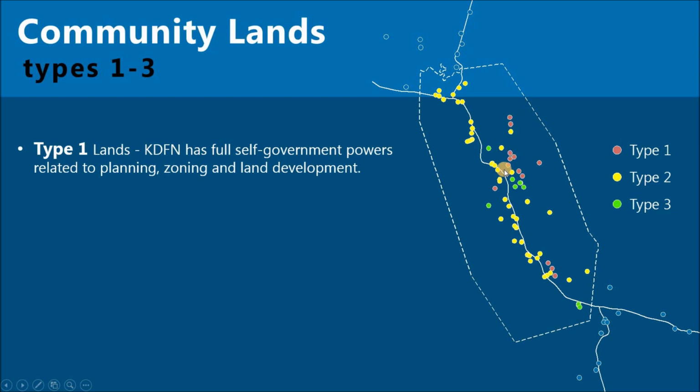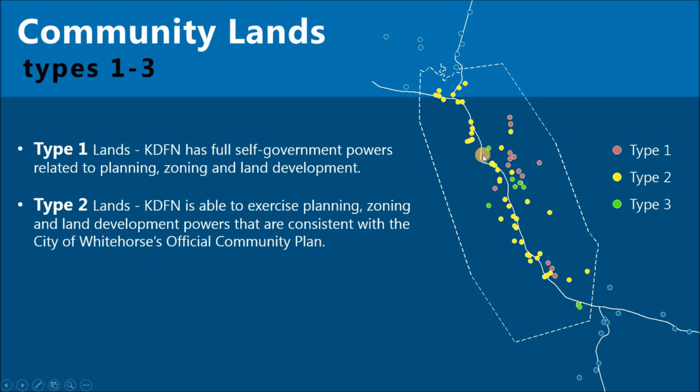are indicated in red. The type 2 parcels are in yellow, and on the type 2 parcels, Kwalendon is able to exercise planning and zoning and land development powers as long as they're consistent with the Whitehorse official community plan. So that's the majority of Kwalendon's parcels. So again, these yellow parcels are type 2, and they do allow Kwalendon to exercise some powers, but as long as they are consistent with the city. So Kwalendon's planning and development powers are then somewhat constrained on type 2 parcels.